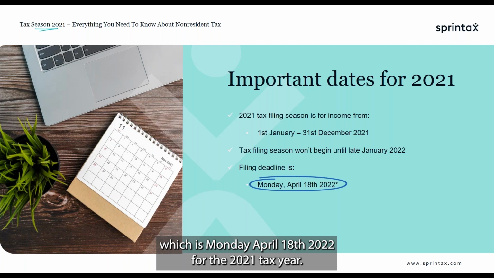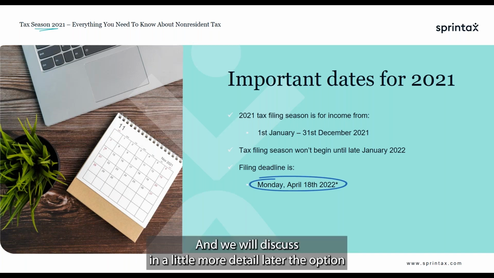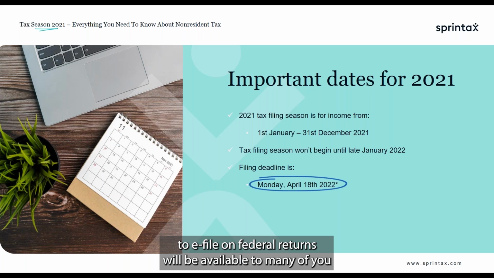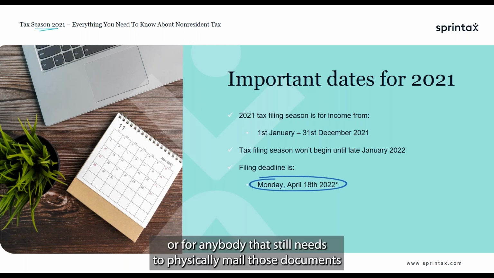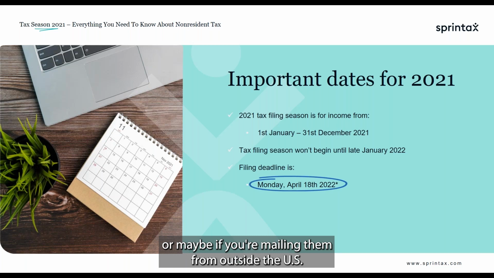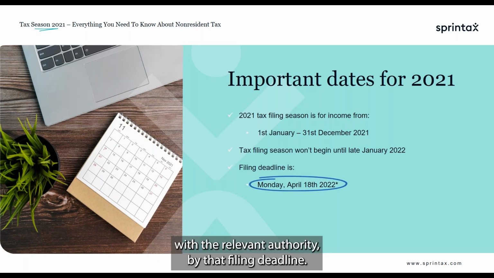Another really important date is the filing deadline, which is Monday, April 18th, 2022 for the 2021 tax year. So it's really important that you do have your return submitted before that date. We will discuss this in a little more detail later. The option to e-file on federal returns will be available to many of you, but for those who that option is not available to, or for anybody that still needs to physically mail those documents, or maybe if you're mailing them from outside the US, do ensure that you allow ample time for those documents to arrive with the relevant authority by that filing deadline.